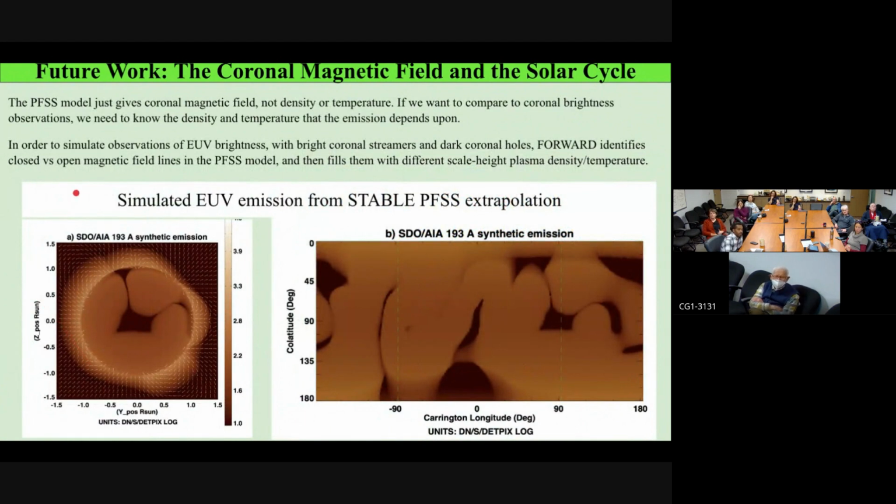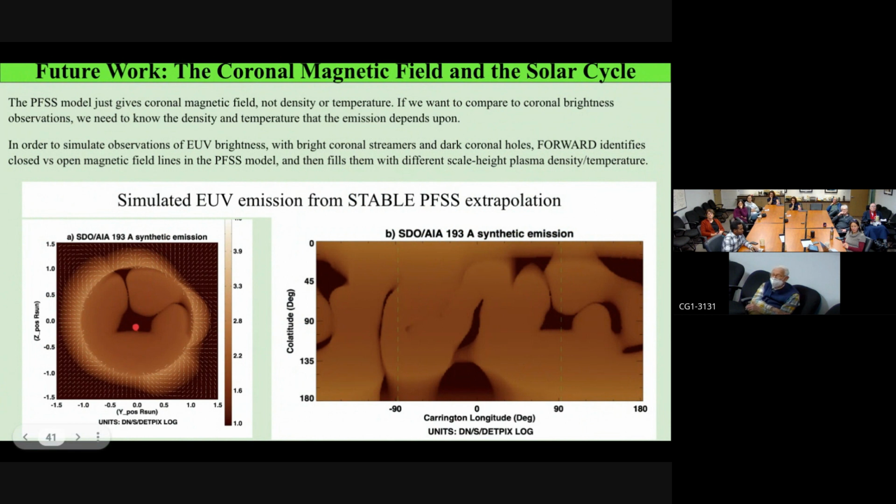And actually, the potential field source surface model gives the coronal magnetic field only, but in order to determine the UV images, the brightness, we are also going to use forward modeling to compare to the UV observations. This is the coupled strategy. We use the dynamo boundary condition and PFSS extrapolation to determine the coronal magnetic field, and to compare to the UV.